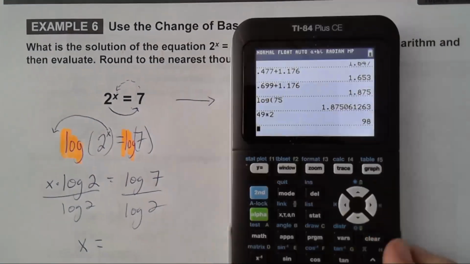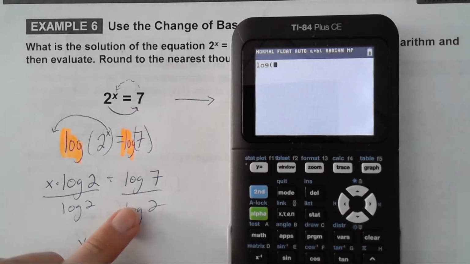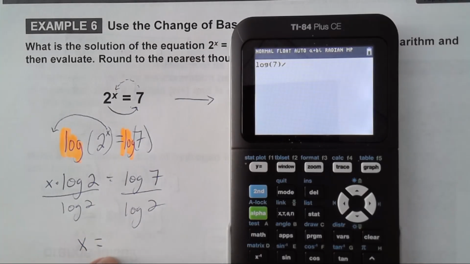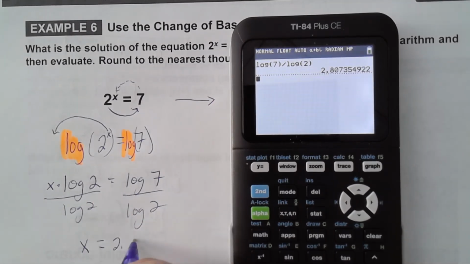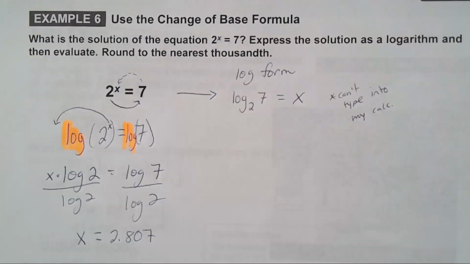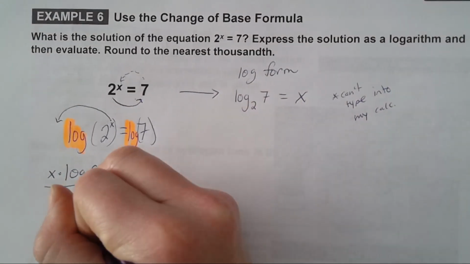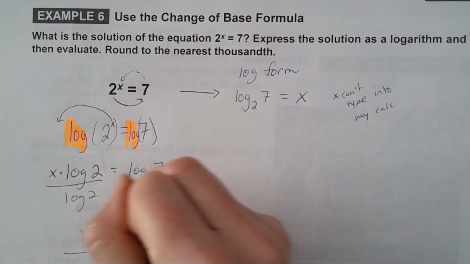Remember, now this is log of 7 divided by log of 2. There's 2 logs in here. And I get approximately 2.807 for the 1,000. So that is roughly what I got.